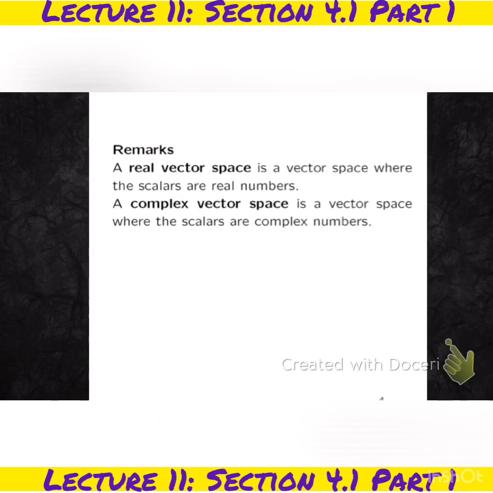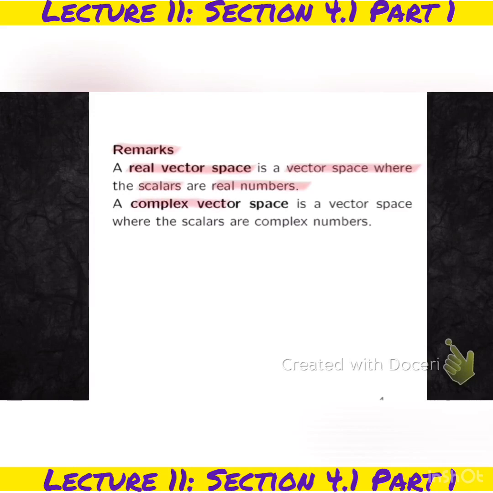All right, next we have some remarks. A real vector space is a vector space where the scalars are real numbers. Firstly, a real vector space has two operations, addition and scalar multiplication. All the 10 axioms that I just discussed hold, and we impose an extra restriction on the scalars. The scalars need to be real numbers. If you have that, then you're working with a real vector space.